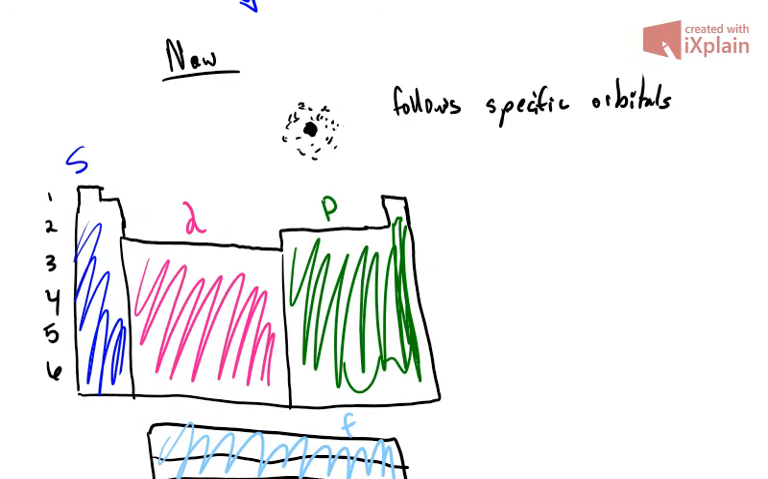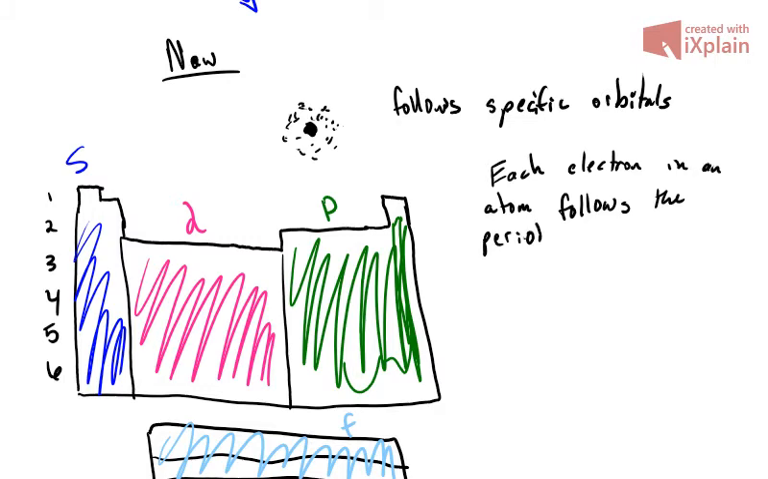So, each electron in an atom follows the periodic table in electron configuration.